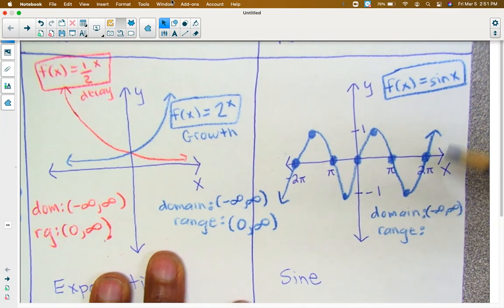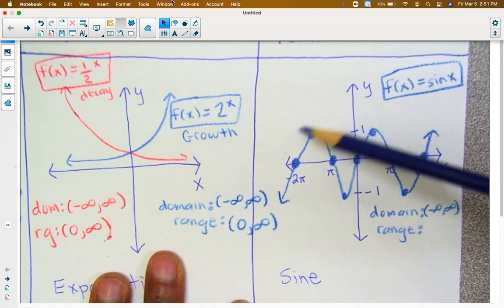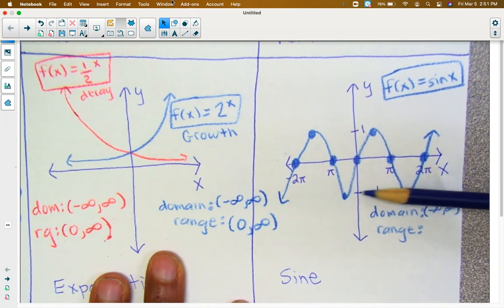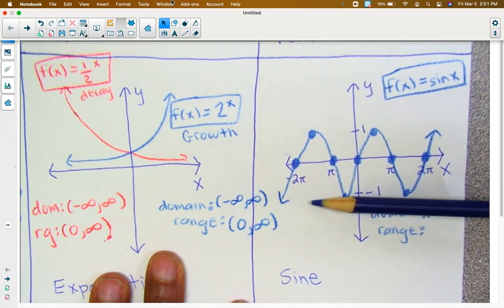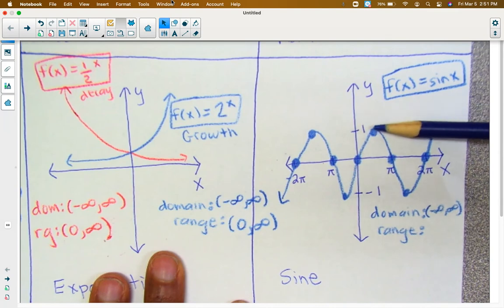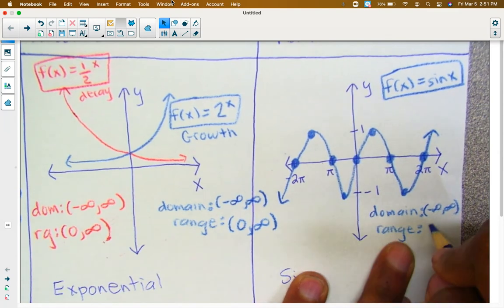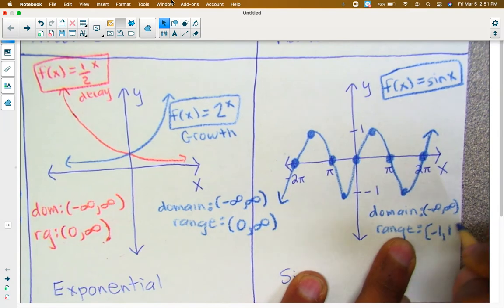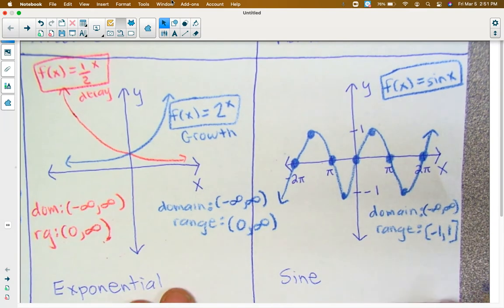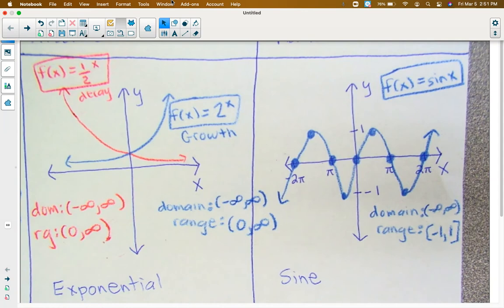Our range, however, I can look right here on where my bottom and top is. My lowest number is -1, so this graph never gets below -1, and my highest number is +1. So my range is from -1 to +1. All right, so I'm going to zoom out in just a minute here so we can take a look at all 6 of these graphs all together.